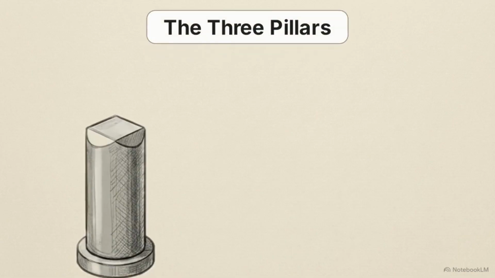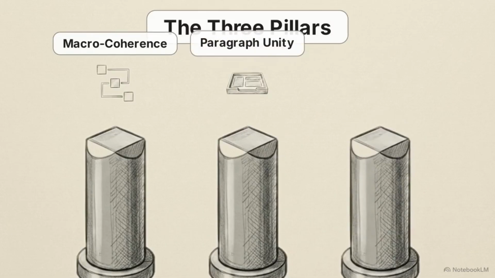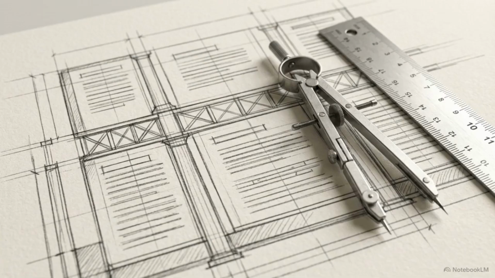The process focused on 3 pillars: establishing macro coherence, enforcing paragraph unity, and building sentence-level cohesion. Using a reverse outline provides a systematic way to review the organization of any major academic paper. This method provides the architectural tools to turn research into a structured and persuasive argument.